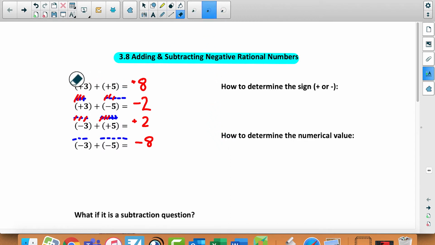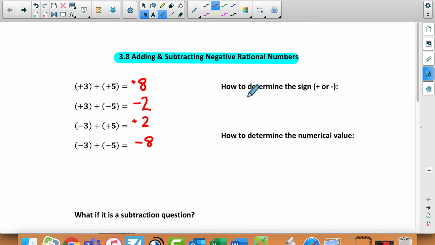I'm going to erase all this mess. So the question for you is, how did you determine the sign, whether it was positive or negative? Well, that was my first question we asked. I always ask, what do you have more of, positives or negatives, right?